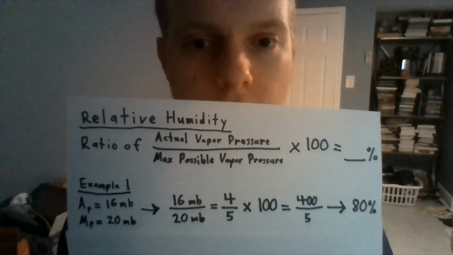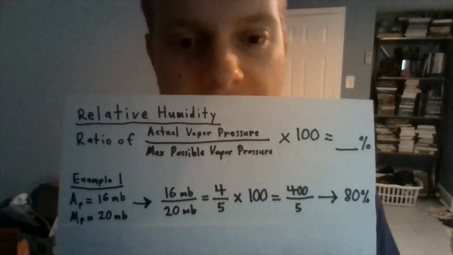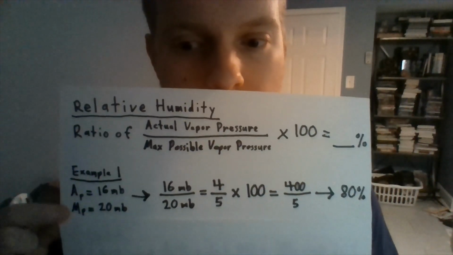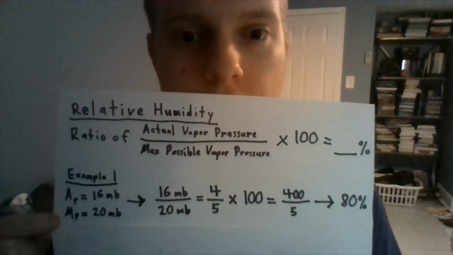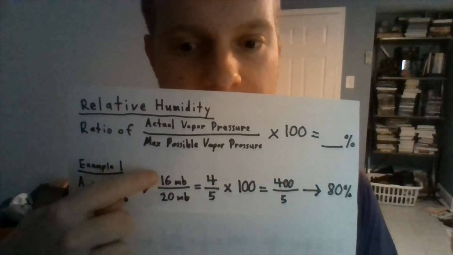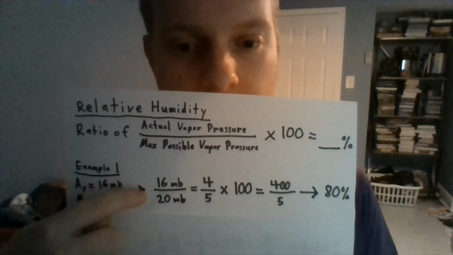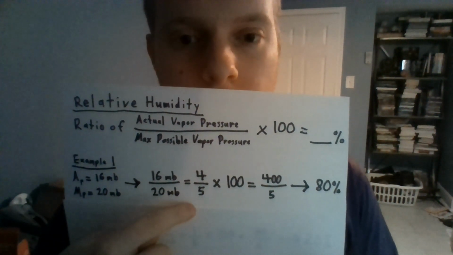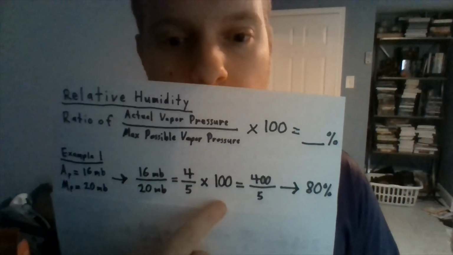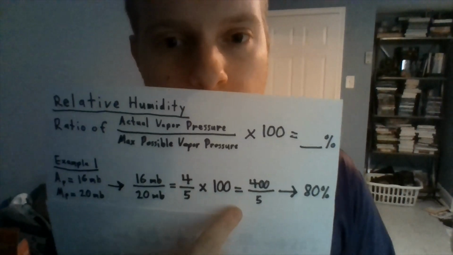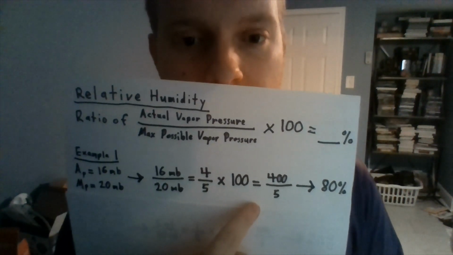So in example 1, we have an actual vapor pressure of 16 millibars here and a maximum vapor pressure of 20 millibars. So what we do is we take the 16 millibars divided by 20. That gives us a reduced fraction of 4/5. We take that 4/5 ratio fraction, multiply it by 100 to get 400/5, which gives us our final relative humidity percentage of 80%.